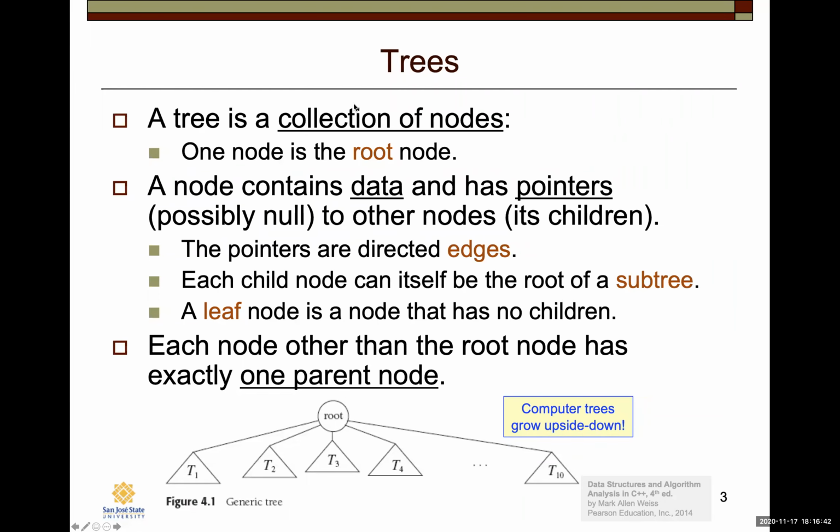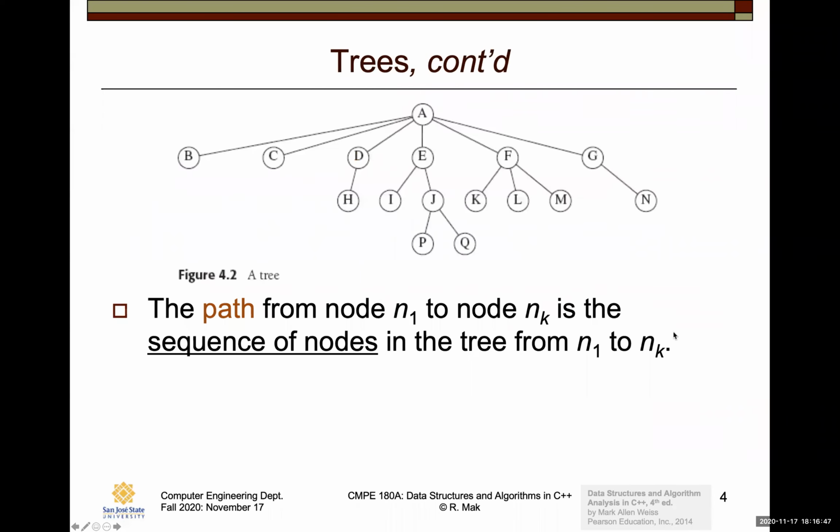Good. All right, so let's look at a picture of a tree. Here is a picture of a tree. A, of course, is the root of the entire tree, and you can see that A has a number of children, B, C, D, and so forth. Each child could itself be the root of a subtree. If we look at D, D is the root of a little tree that has one child H, and E is the root of a subtree that has children I and J, and so forth.